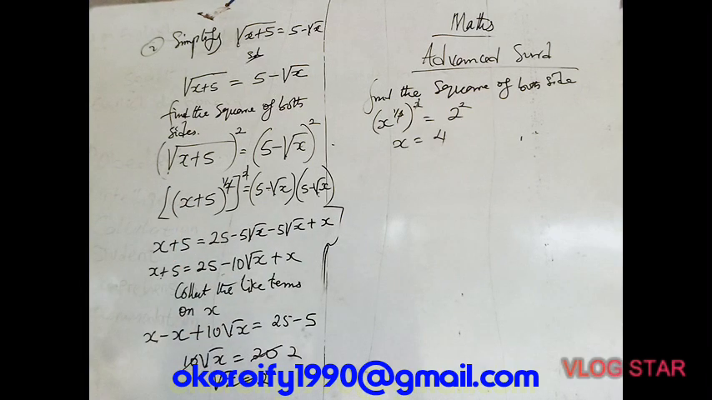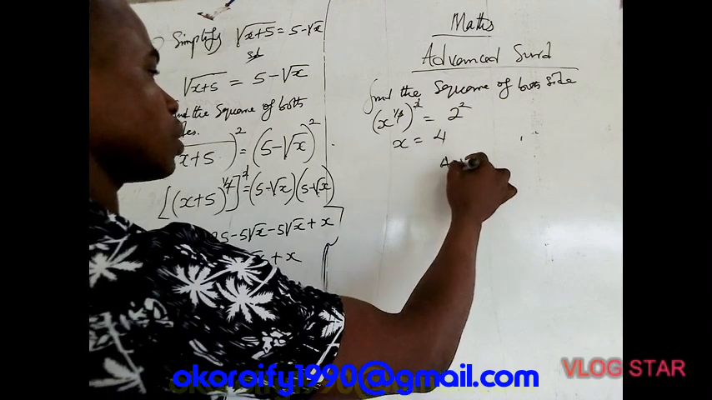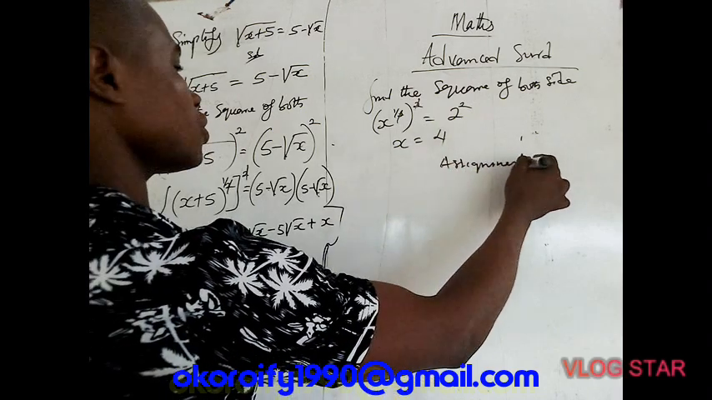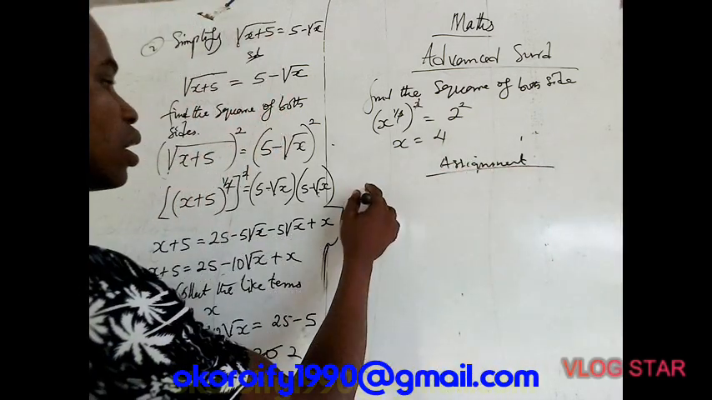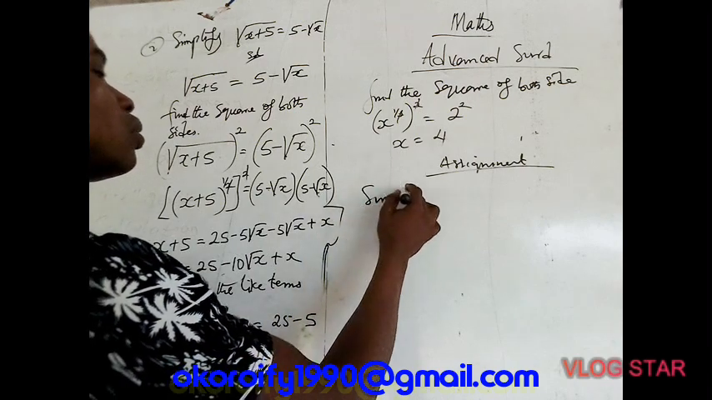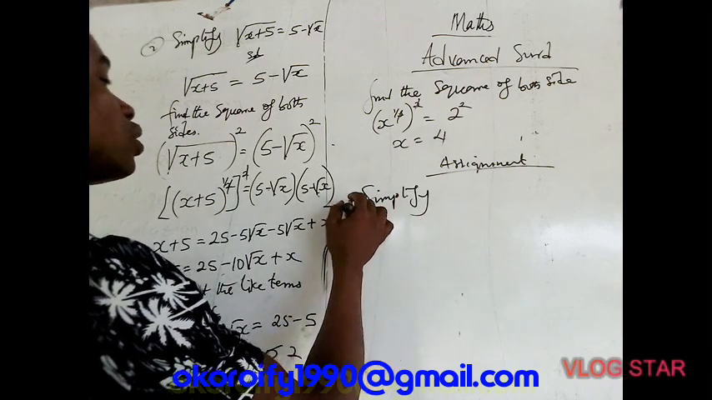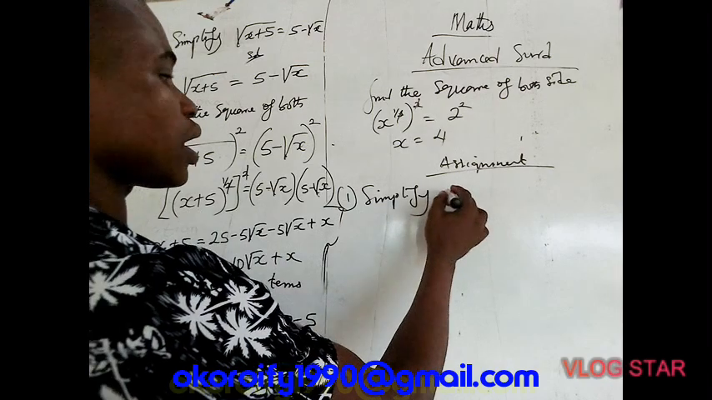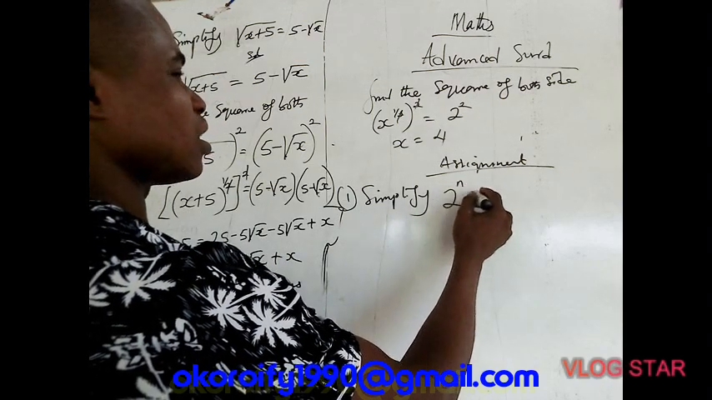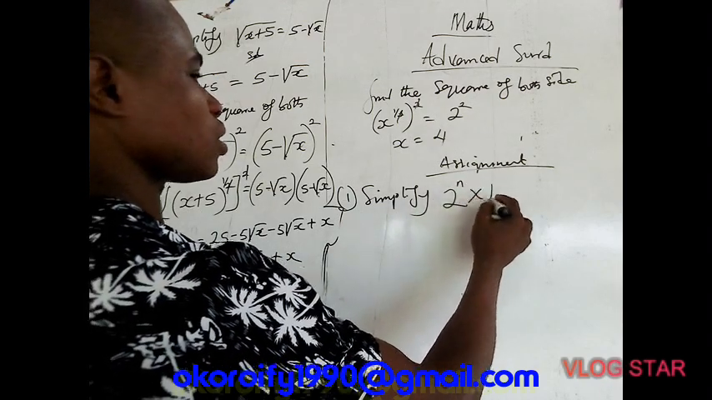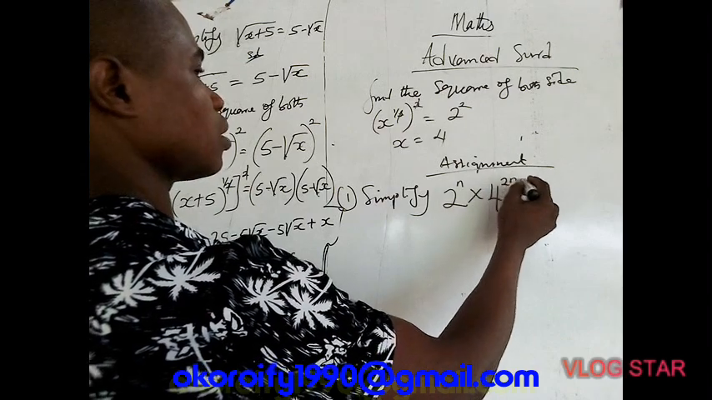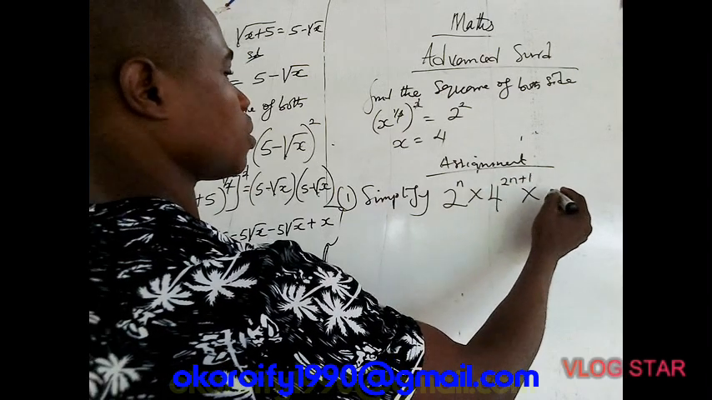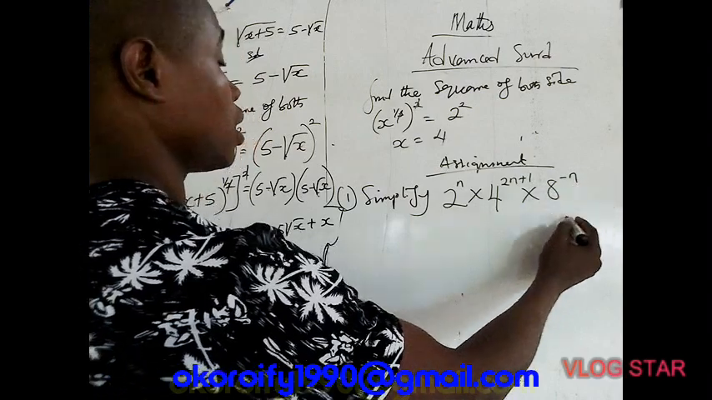Remember, this particular assignment I'm giving to you is just to boost your knowledge. Now, the assignment is just one question, just to keep you busy. The assignment says simplify 2 raised to power n times 4 raised to power 2n plus 1, then times 8 raised to power minus n. Simplify.